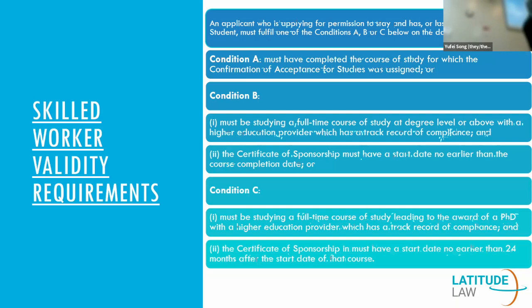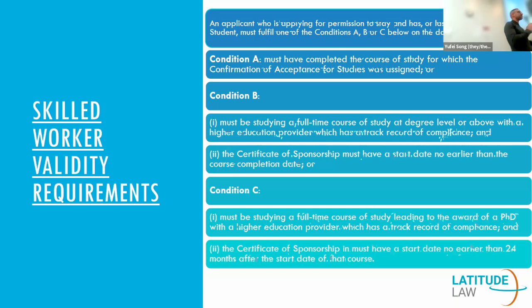In regards to PhD students, they must be studying a full-time course leading to an award at PhD level with a higher education provider. Again, it's similar to B, the only difference being that this is a PhD course, and the certificate of sponsorship must have a start date no earlier than 24 months after the start date of that course. So as long as 24 months have passed since the start of your PhD course, then that will be fine.